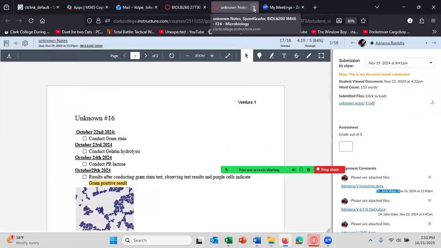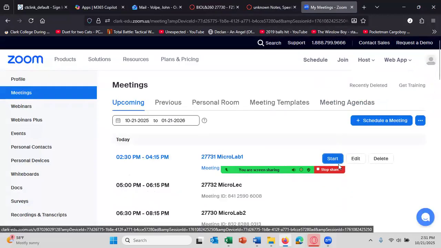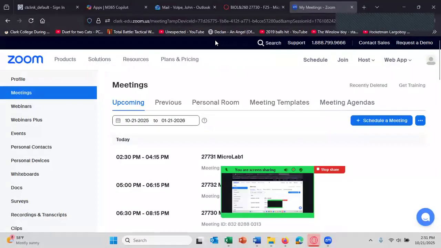I need to stop the share and then put the student's grade back. This isn't an early grade, but in case the student wants to look up what they got here. I have a question. Just a minute, let me put the student's grade back in their unknown notes pages, and then I will close this down and then open up the share my screen. All right, what's your question?